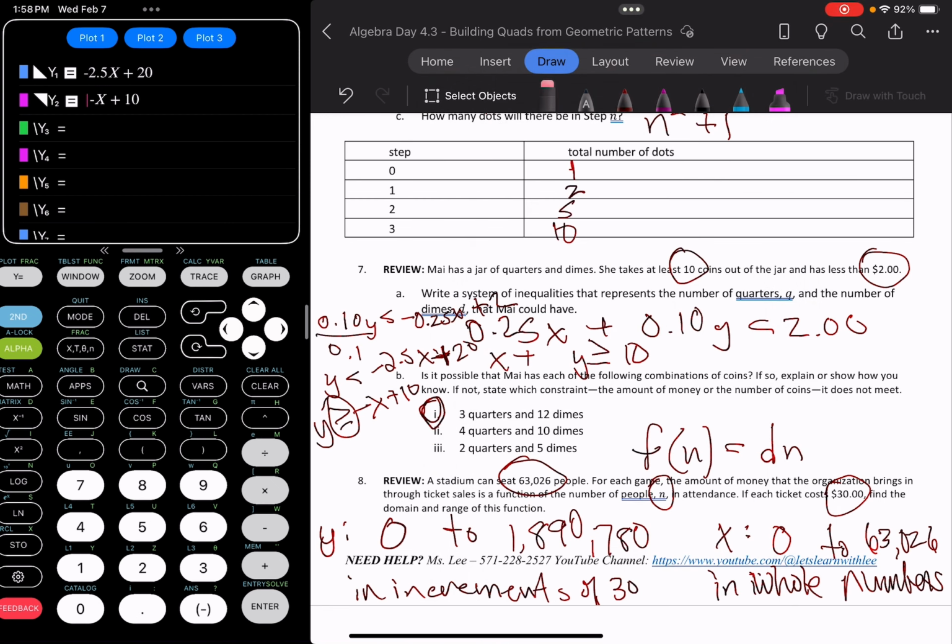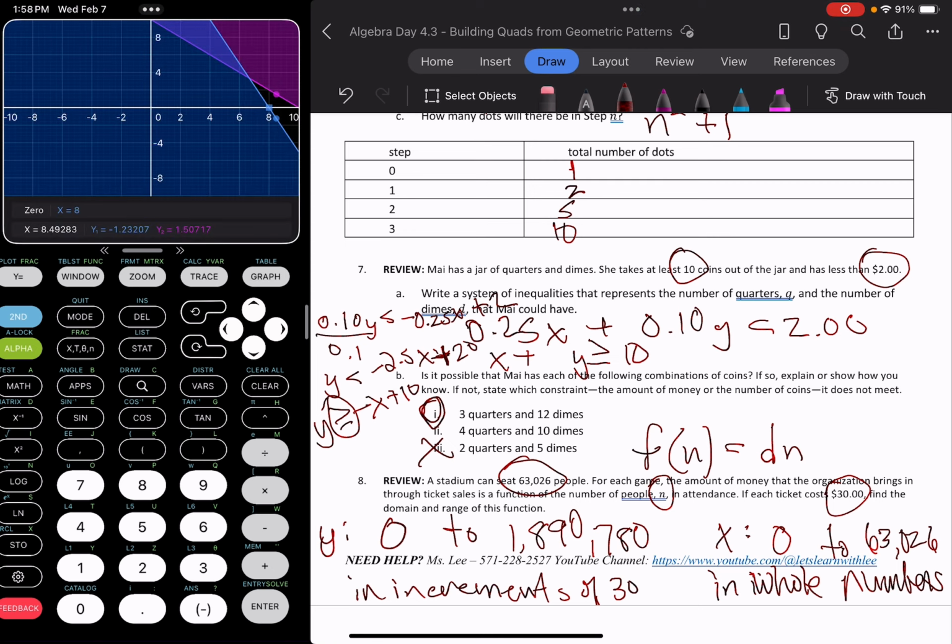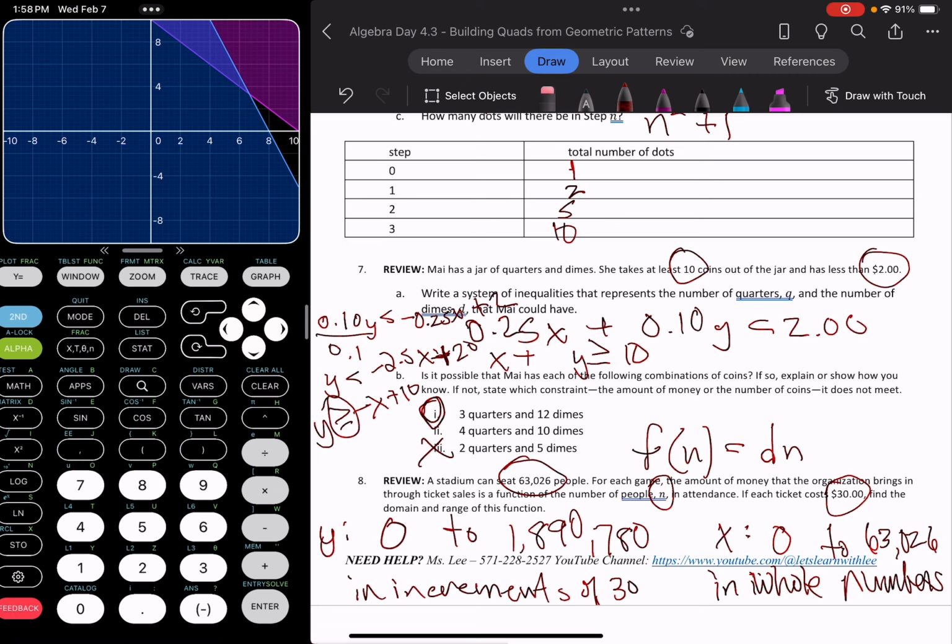Number 3, hopefully you caught this, is not an option because while it does fulfill the second constraint, it's not on the graph, right? Look here. And that's how I caught myself. 2 quarters and 5 dimes would be here. That's in the blue shaded zone, but not in the blue and pink shaded zone. And the reason is because 2 quarters and 5 dimes is not greater than 10 total coins. It's only 7 coins. So the only possible answer is number 1. Watch all the way through.